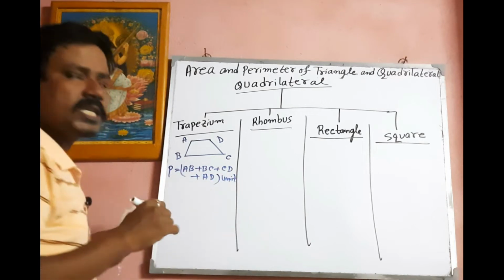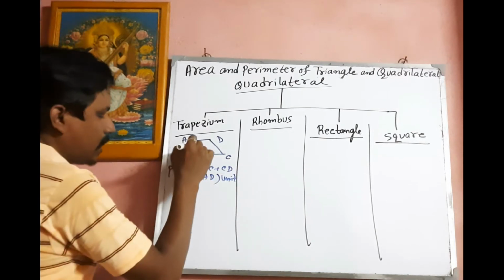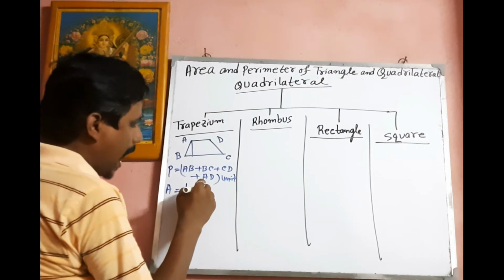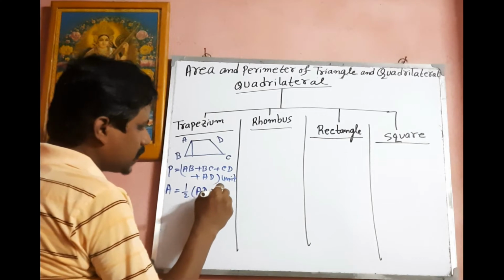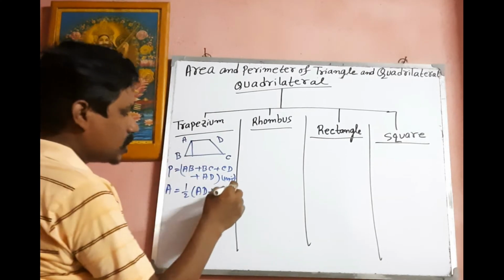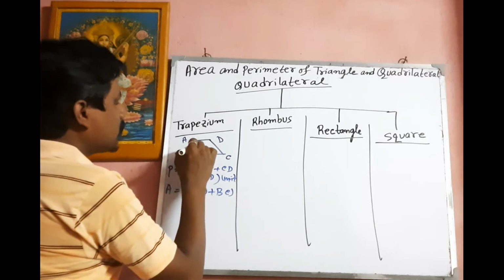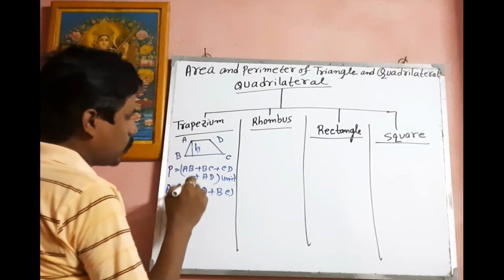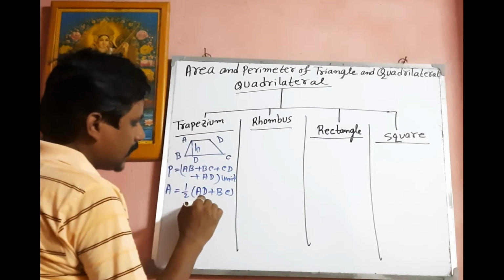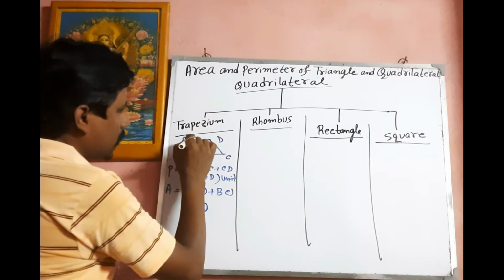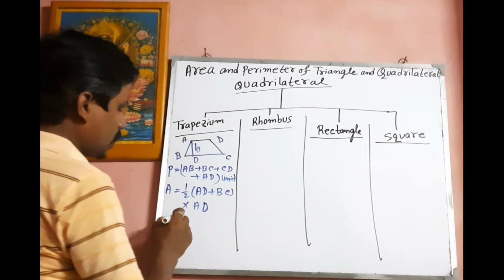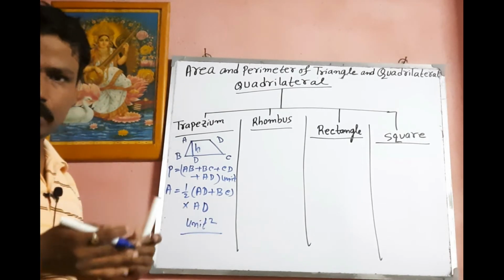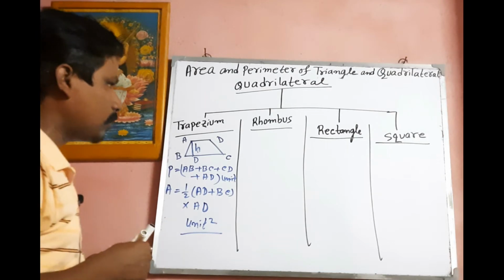Unit will be meter or centimeter according to our given information. The area is half into the sum of their parallel sides, that is AD plus BC, where AD and BC are parallel to each other, multiplied by the perpendicular distance between the parallel sides. This is the H. This is the area of the trapezium, and the unit will be square, that is centimeter square or meter square according to our given information.